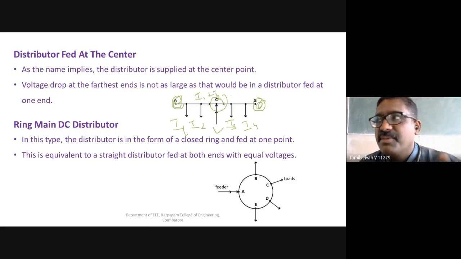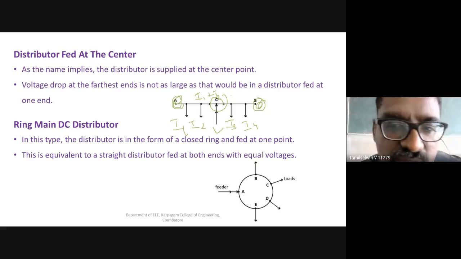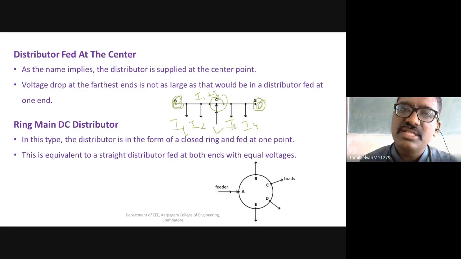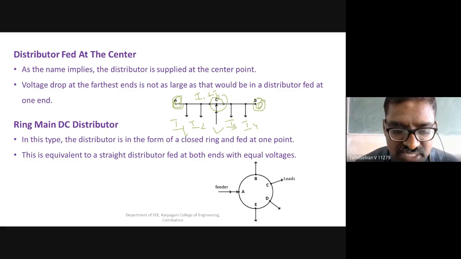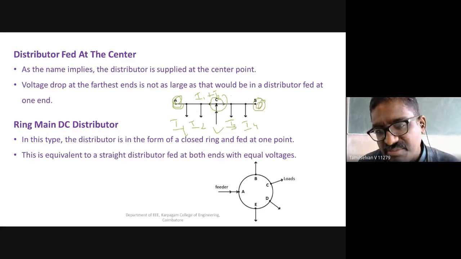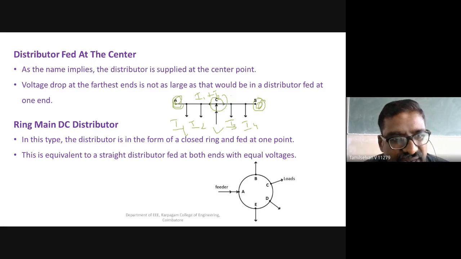Normally, equal lengths are preferred. So suppose 1 kilometer is the length, the midpoint will be at 0.5. Okay, so the ring main system. Remember, the loop system will be there, a closed loop ring, and from that we can take any number of feeders or loads. That is referred to as ring main DC distributor systems.